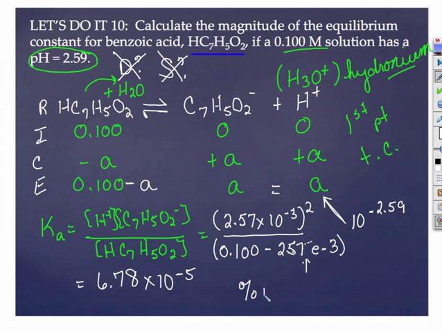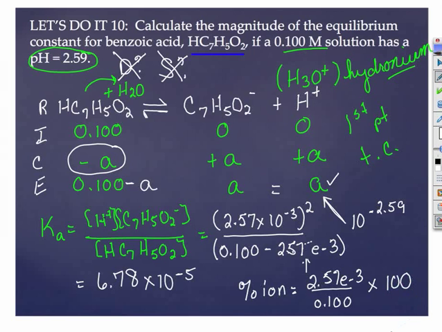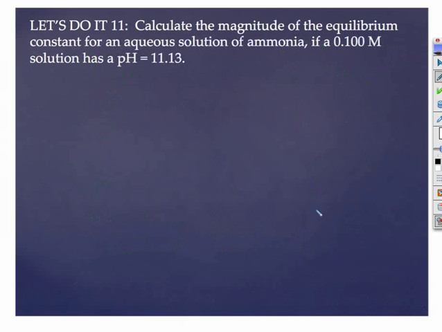To set up our percent ionization, the whole is my starting point of my acid. The minus A is the part that ionized, and that's simply the H+. So that's 2.57 times 10 to the minus 3, and that would be times 100. And if you cranked out that math, you'd get 2.57%. Sorry, I did not calculate this, but I would really love it if y'all would check my algebra there real quick because I want to move on. All right, let's do it.